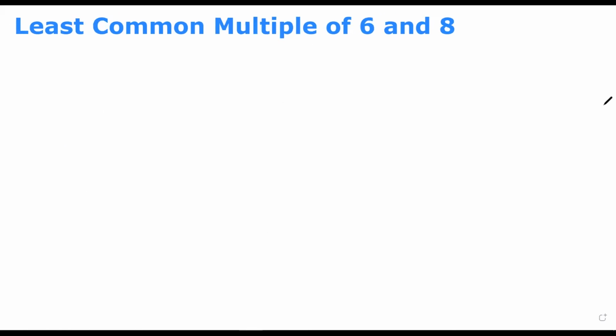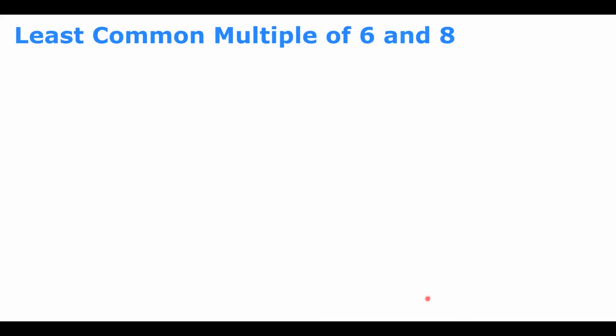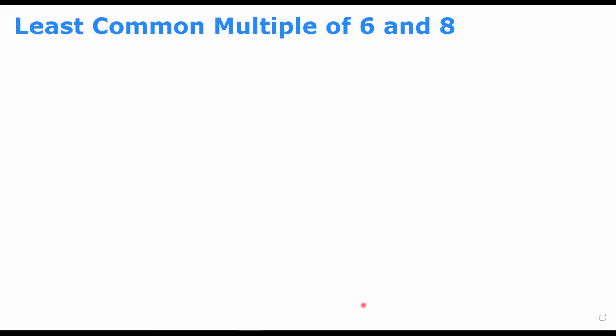Now that we have learned these two methods to find the greatest common factor, let's try finding the least common multiple of two numbers. Here is an example. Find the least common multiple of the numbers 6 and 8. In order to find the least common multiple of two or more numbers, we should start out by writing the multiples of each number. And I will show you how to do that. Let's start with the number 6.